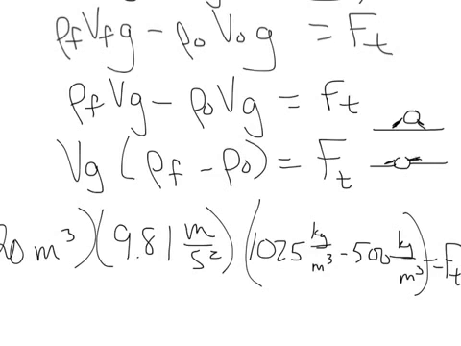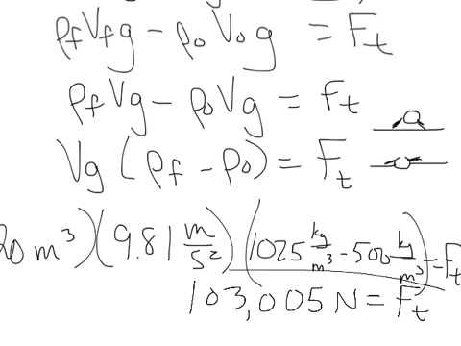Our final solution here is 103,005 newtons of force. Now remember, if there were more than one chain at the bottom, say there were 2 or 3 chains, you'd have to split that accordingly. So each of them would have a third or maybe a half of the amount of force felt on that chain itself.